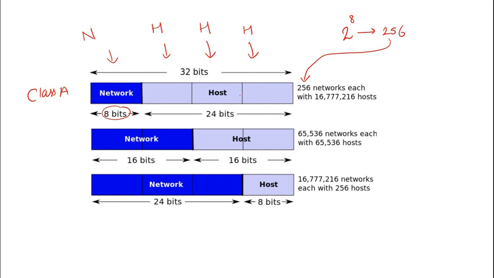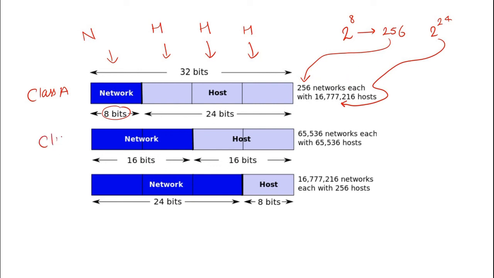And if we talk about the hosts, the remaining bits are 24 bits. So we calculate 2 to the power 24, and that gives a very high value. So there will be a very large number of hosts in a class A IP address.